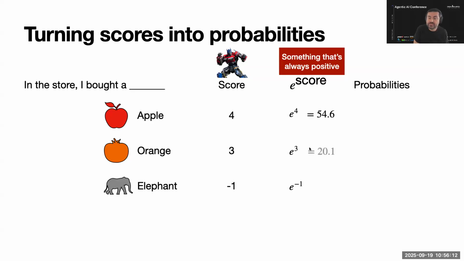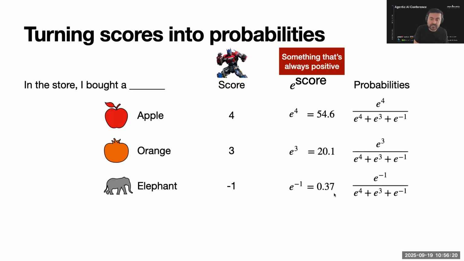Now I have big numbers: 54, 20, and 0.37. Look how small this is. And then to make them probabilities, I just divide by the sum. I normalize this, and I get 72%, 27%, and a tiny percent here. So then I sample out of here, and I'm going to get apple most of the time, orange a big amount of the time, and almost never elephant.